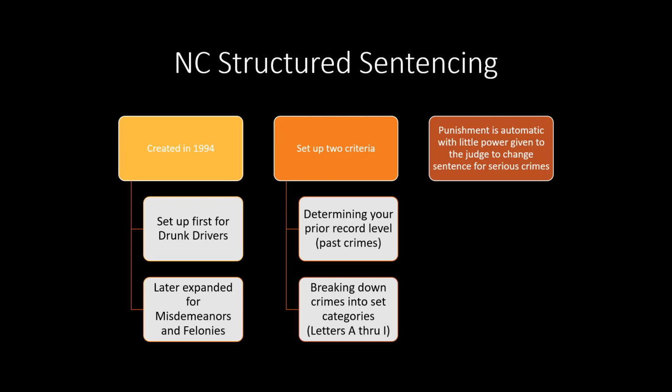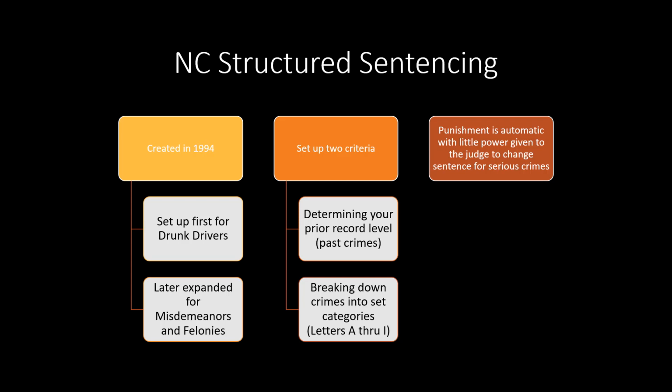So there are really 2 criteria, which will become clearer when we start to look at some charts here. One, we want to know your prior record level. We want to know your criminal history, how many crimes you committed in the past. Then the second thing we want to do is focus on what crime you committed, and every felony has got a categorization.